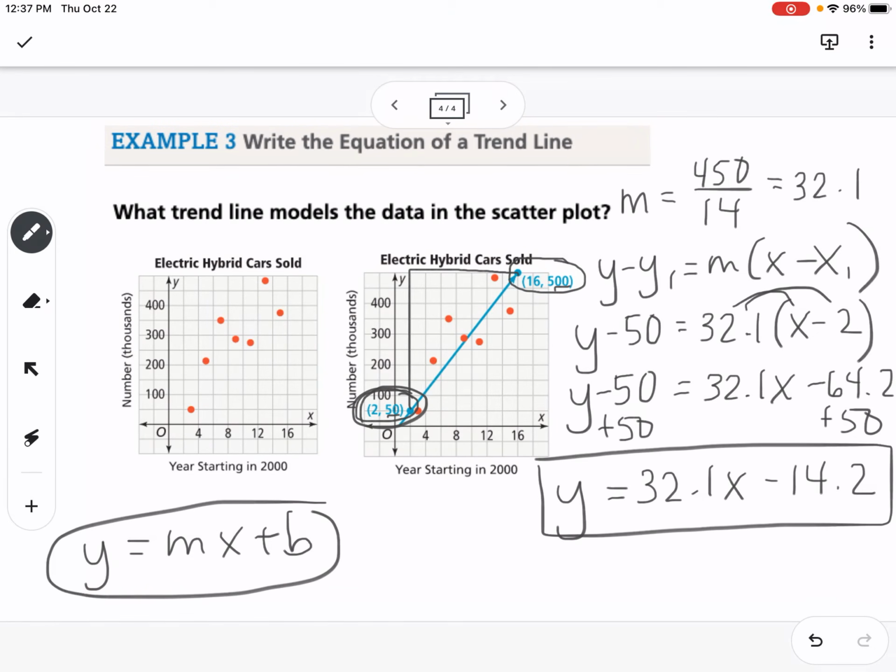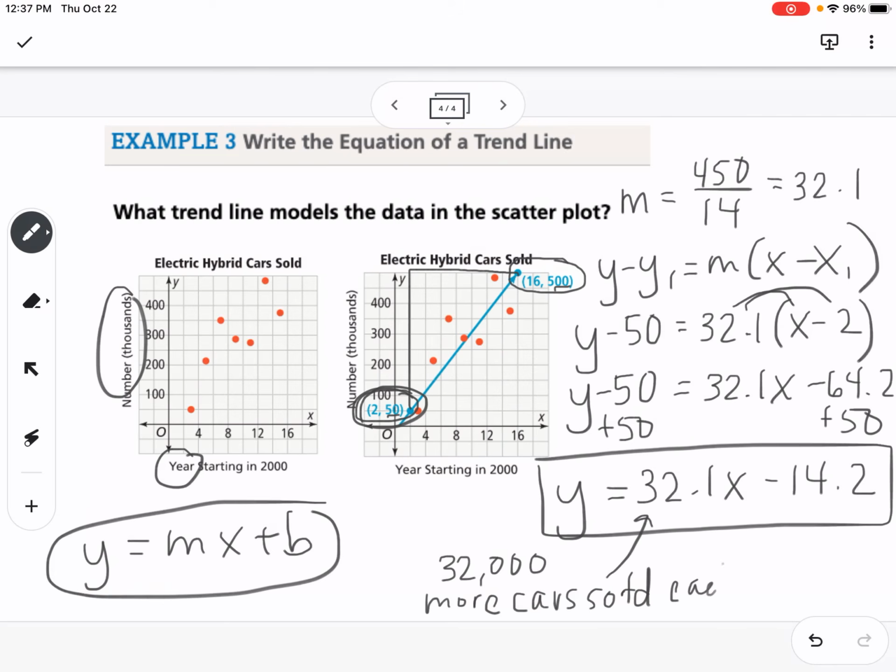So if we want to interpret what that means, the slope is going to tell us how much the y changes for every x. So we know x is years, and we know that y is the number in thousands of electric hybrid cars sold. So that means that there are 32,000 more cars sold each year. So 32,000 more electric hybrid cars are sold every year. So that's what that constant increase of our slope means.